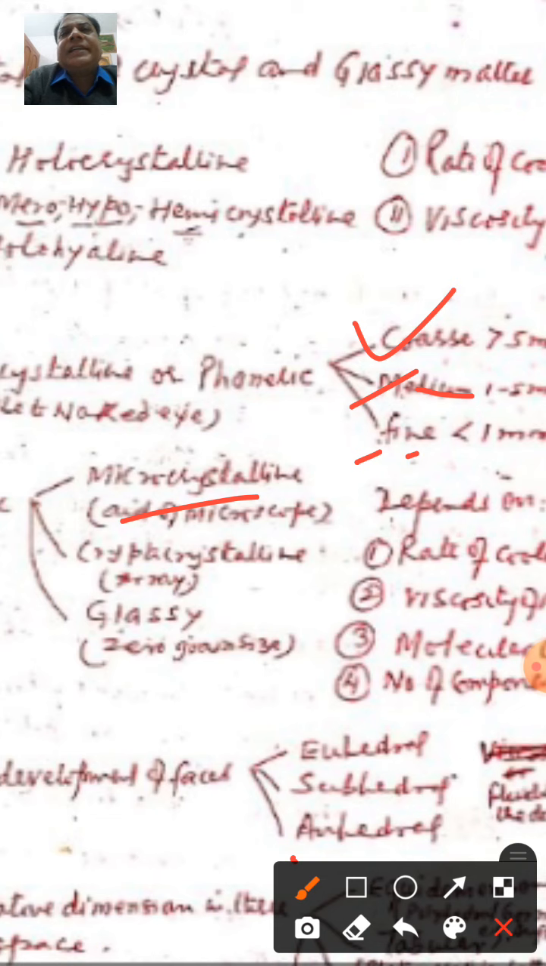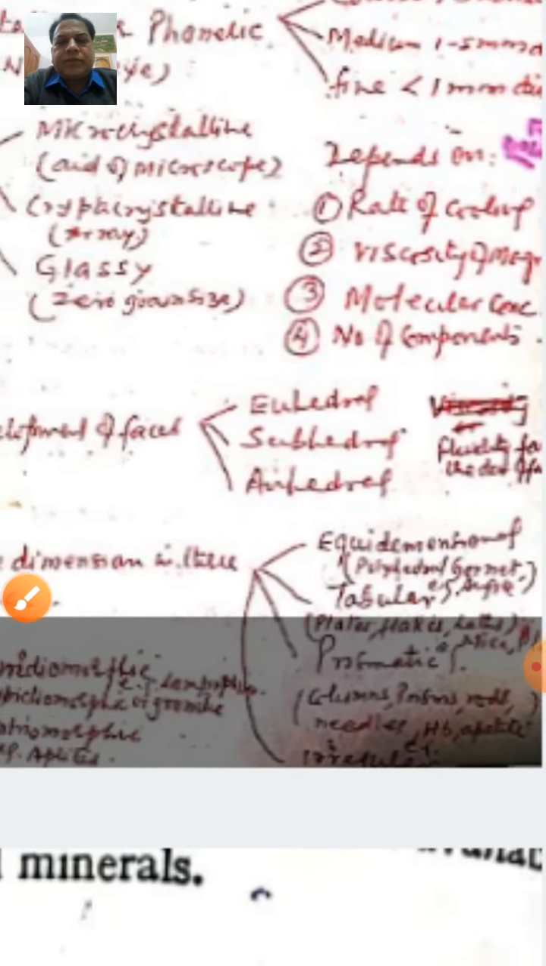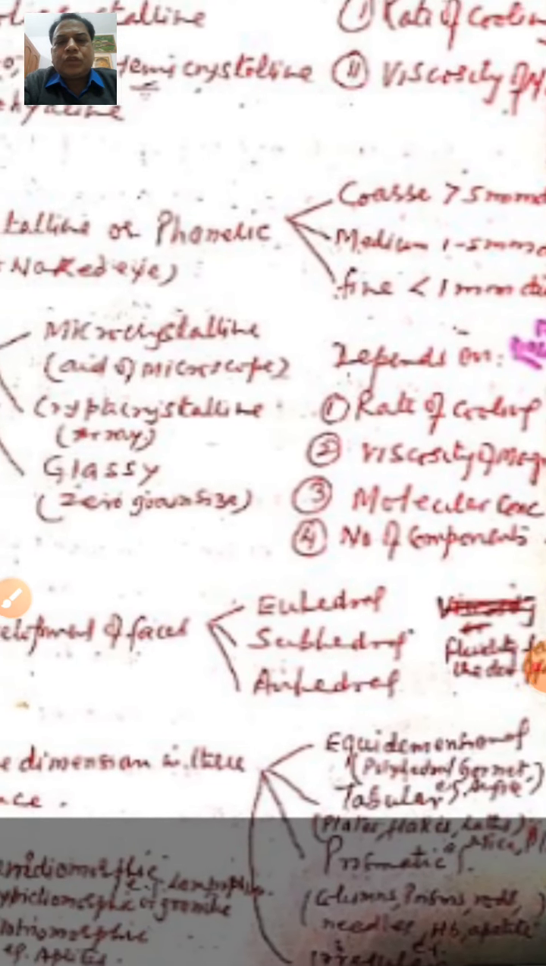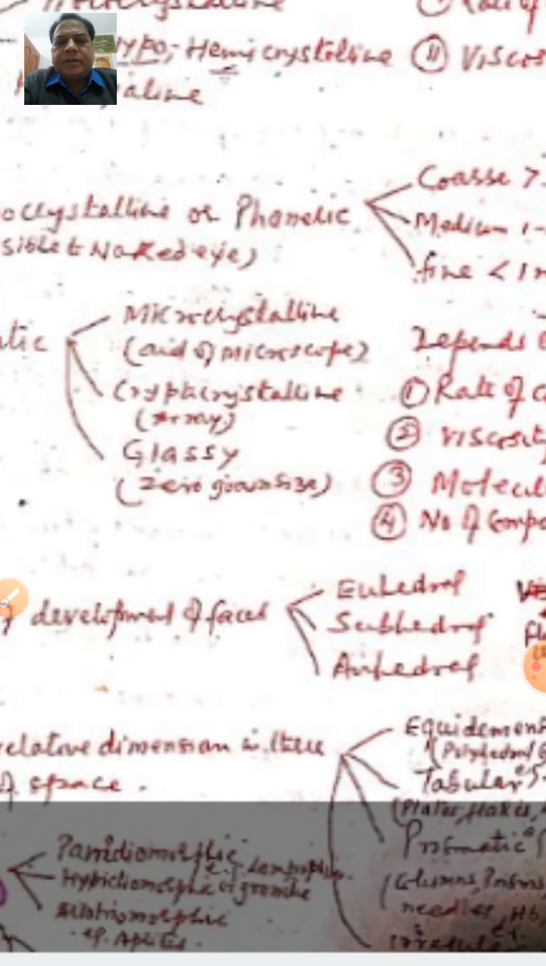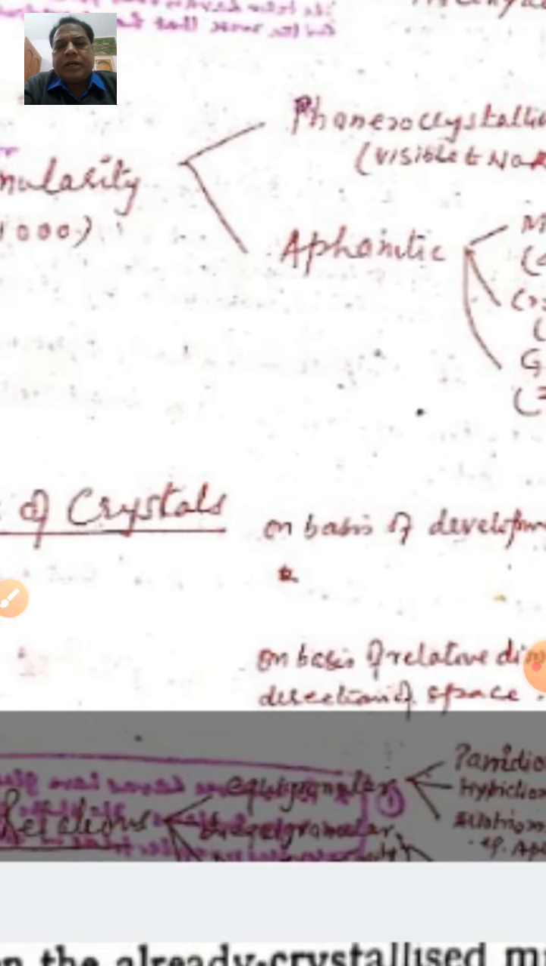Now the second category is aphanitic, which means the rock is in the crystalline state but we cannot visualize the grains with our naked eyes, so they are called aphanitic. Aphanitic also means microcrystalline. This is the aphanitic terminology. I will show you here.